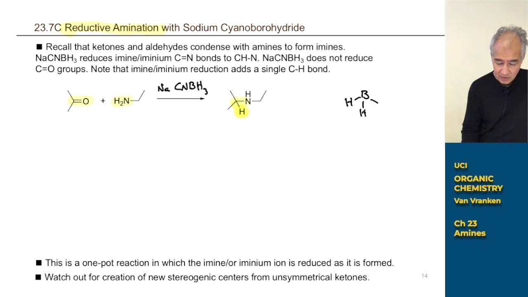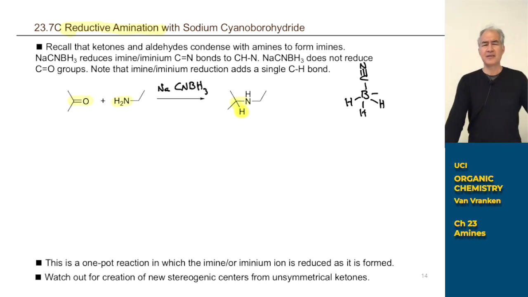So it's kind of like sodium borohydride. Sodium borohydride has 4 hydrido groups on there, but somebody figured out that if you put a cyano group on there, that becomes a very choosy hydridoborate reagent. So choosy. It's really unreactive. It doesn't react with carbonyls. It will not reduce C double bond O.